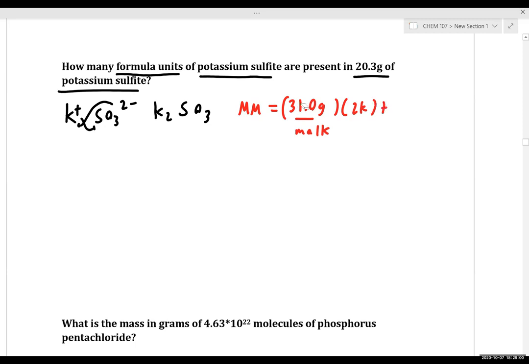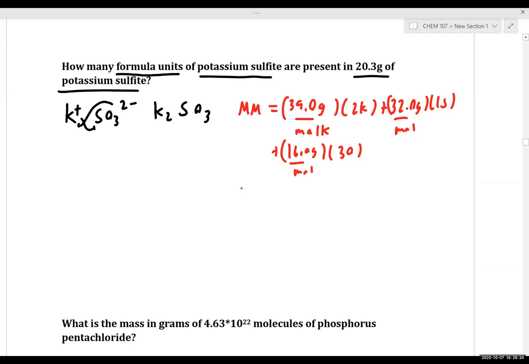So, oh, sorry. Potassium is 39. Sorry about that. Yes, that's exactly right. Double checking in the periodic table for potassium. Yep, 39 gram per mole. And we have 2 potassium atoms. Sulfur is 32.0 gram per mole, and we have 1 sulfur atom. And oxygen is 16.0 gram per mole, and we have 3 oxygen atoms.